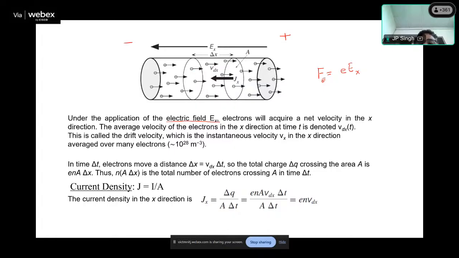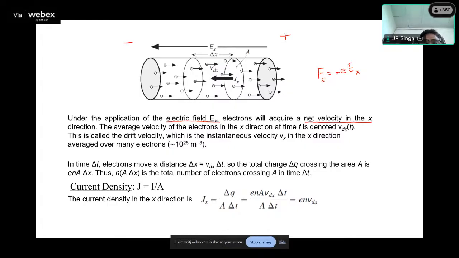Because of that, these electrons will acquire some net velocity in the x direction. Since the electron is negatively charged, the force and the electric field will be in opposite directions. That's why you see the arrows in opposite directions. The electrons will move in the opposite direction.